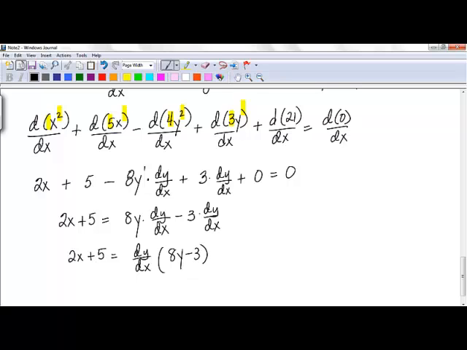Then that's what you're trying to solve for. You're trying to get this by itself. So now divide. We're going to divide on this side by 8y minus 3.